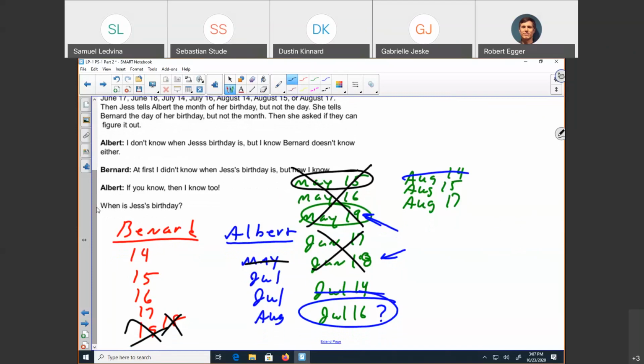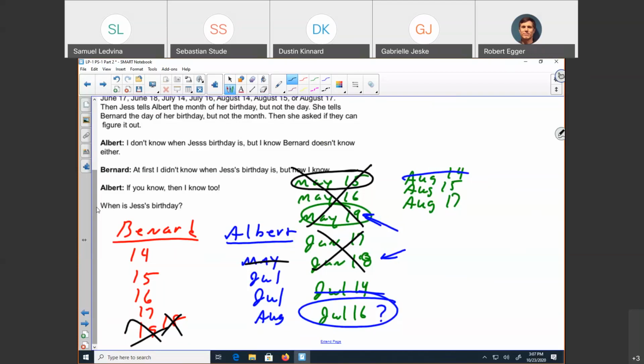The first clue was, of course, all Albert knew was a month. Could be May, June, July, or August. Bernard knew the date: the 14th, 15th, 16th, 17th, 18th, or 19th. Now Albert was able to say, because he knew the month, that he didn't know what the answer was, but he also knew that Bernard didn't know the answer.